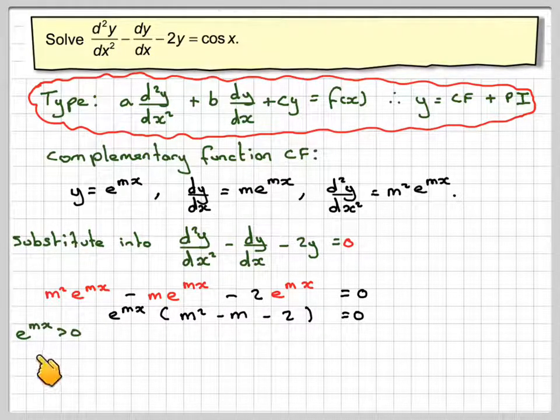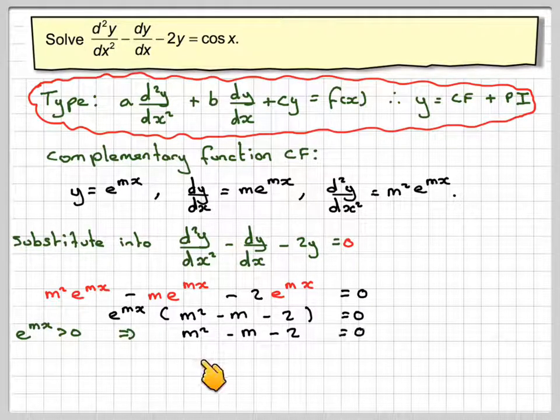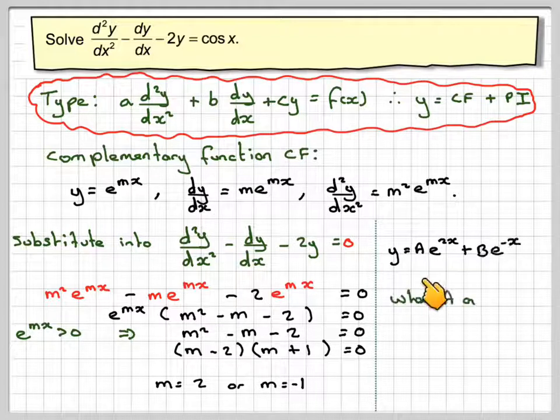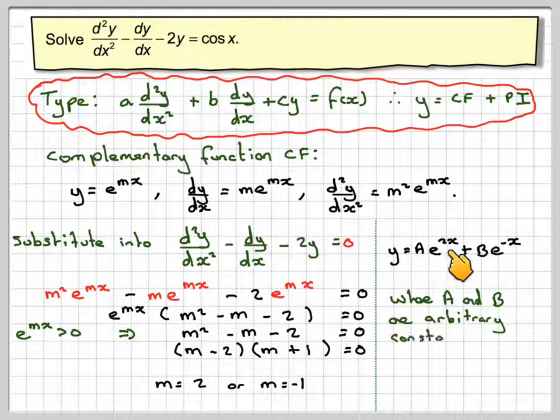As e to the mx is always greater than 0, then the auxiliary equation m squared minus m minus 2 is equal to 0. We'll solve that. So we get m minus 2, m plus 1, which gives m is equal to 2, or m is equal to minus 1. So we're going to get y is equal to a e to the 2x plus b e to the minus x, where a and b are arbitrary constants.